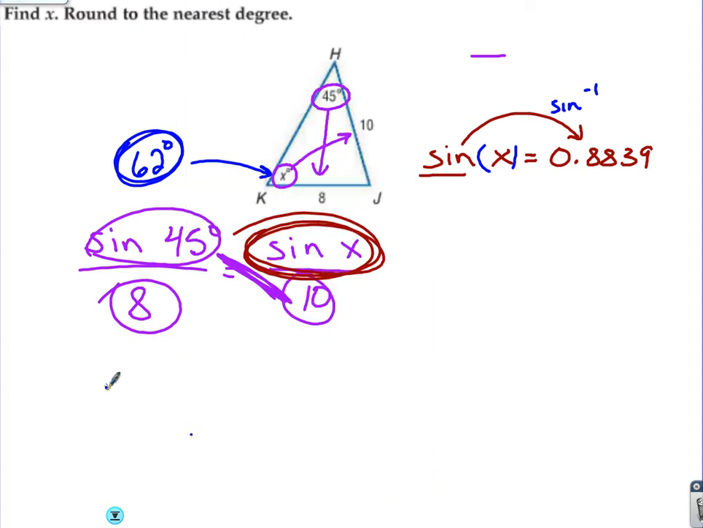So here's what you've got to be careful of. Your calculator will lie to you sometimes. This is 62 degrees, or it could be its supplement. The sine of 62, yes, does equal 0.8839. If you solve that right there, this times this, divided by this, you get sine of x is 0.8839. 62 is an answer, but we have another thing that could be an answer, or 118 degrees.